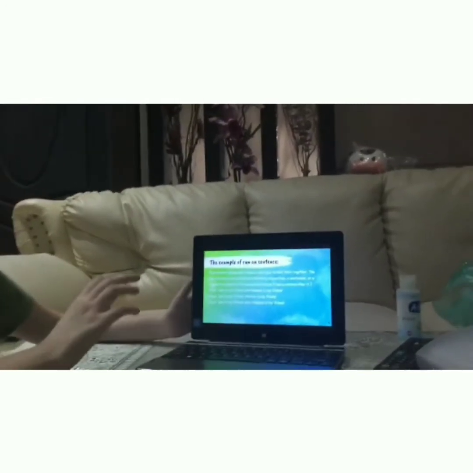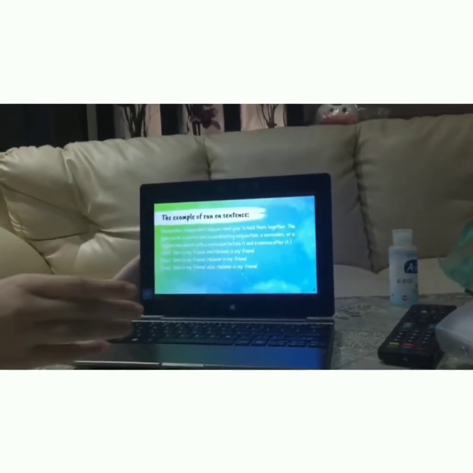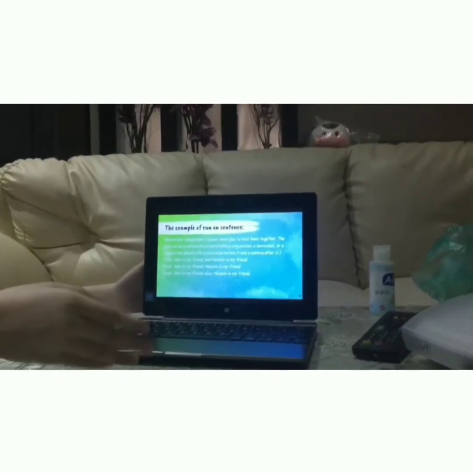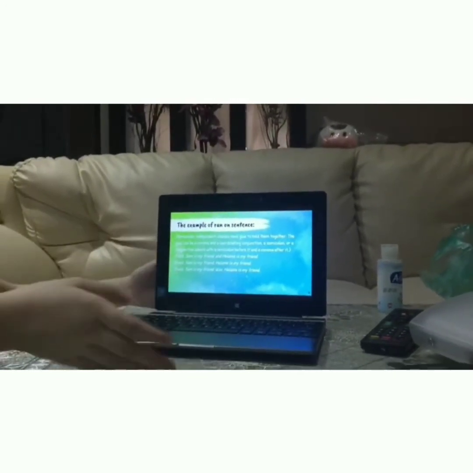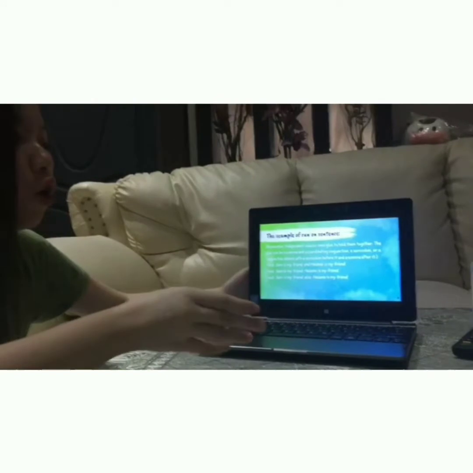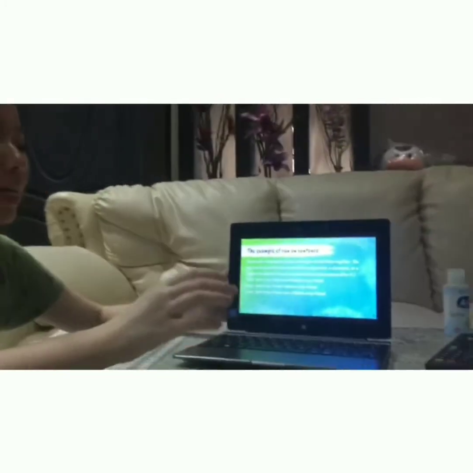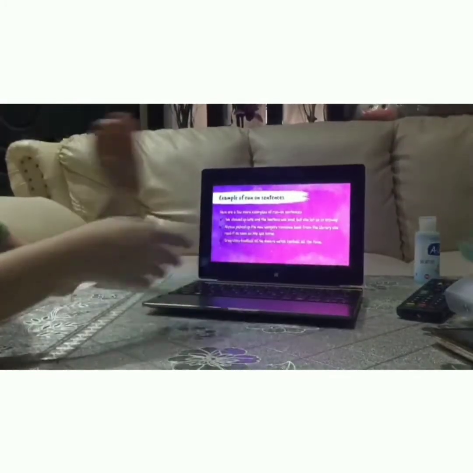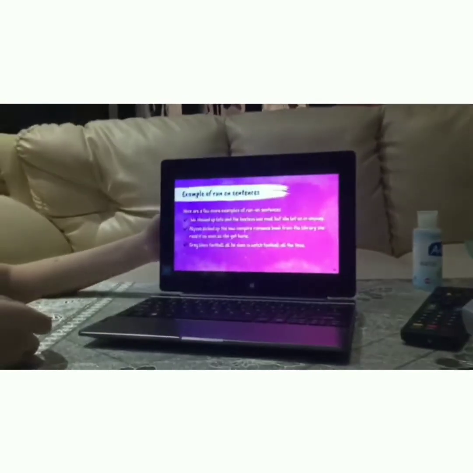Examples are: Sam is my friend, comma, Melanie is my friend. Sam is my friend, semicolon, Melanie is my friend. Sam is my friend, semicolon, also, comma, Melanie is my friend. Here are a few more examples of run-on sentences.